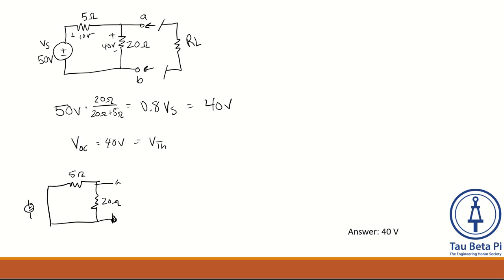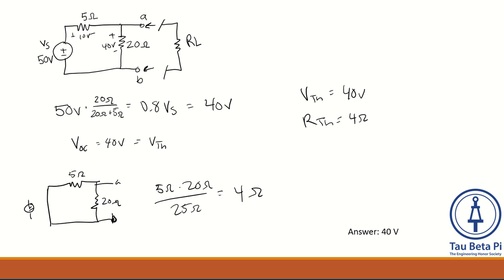So our input impedance there is going to be 4 ohms, because we have 5 ohms times 20 ohms divided by 25 ohms. It's going to be 100 over 25. It's going to be 4 ohms. So now we know that our V Thevenin is equal to 40 volts and our R Thevenin is equal to 4 ohms.